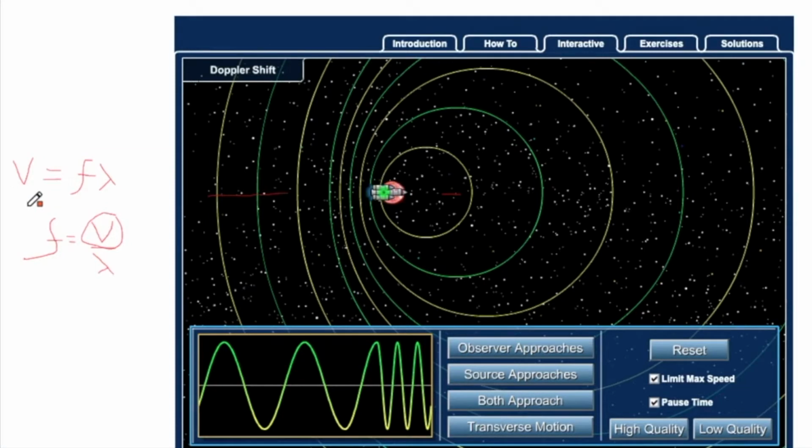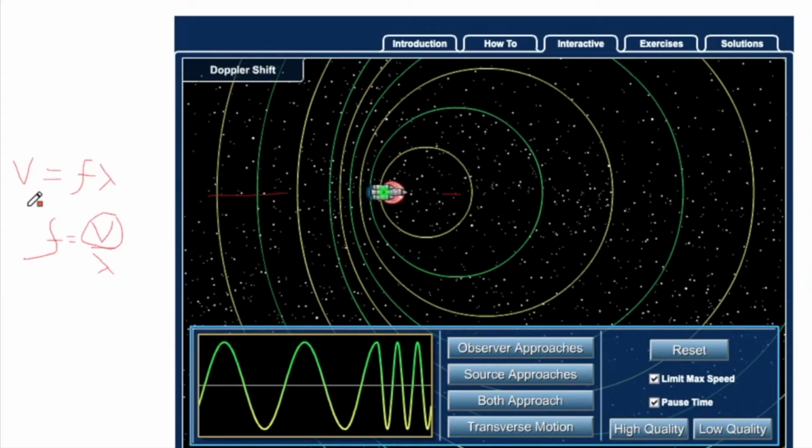So what we are saying here, the grand summary of this part of the video, is that when the wave source and the observer move toward each other, the frequency measured by the observer goes up.